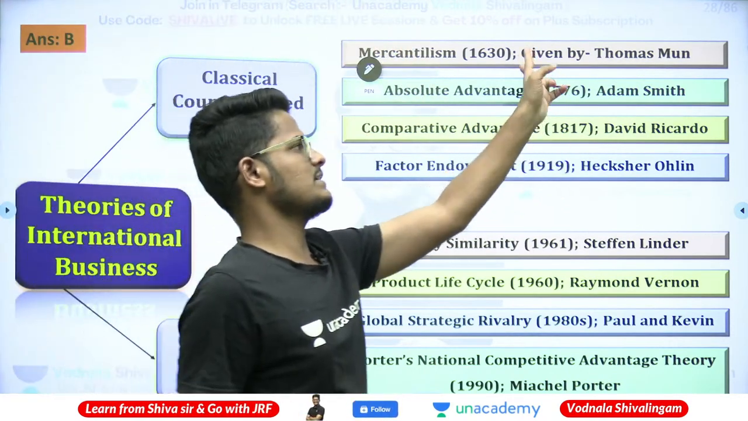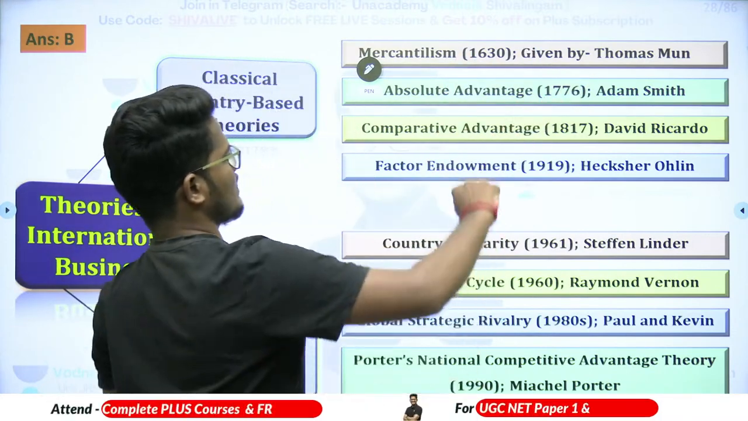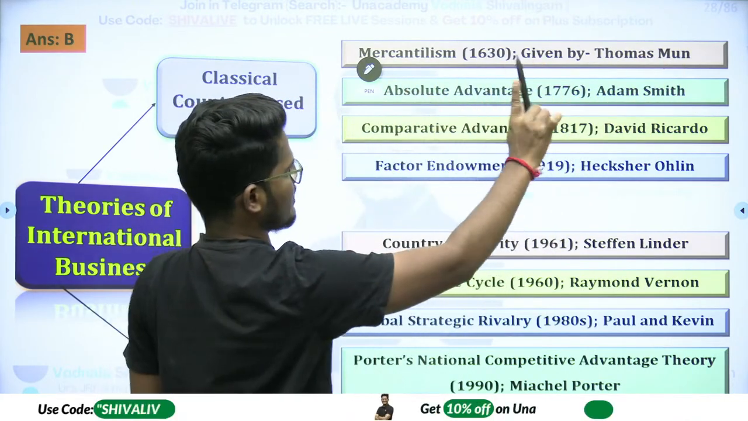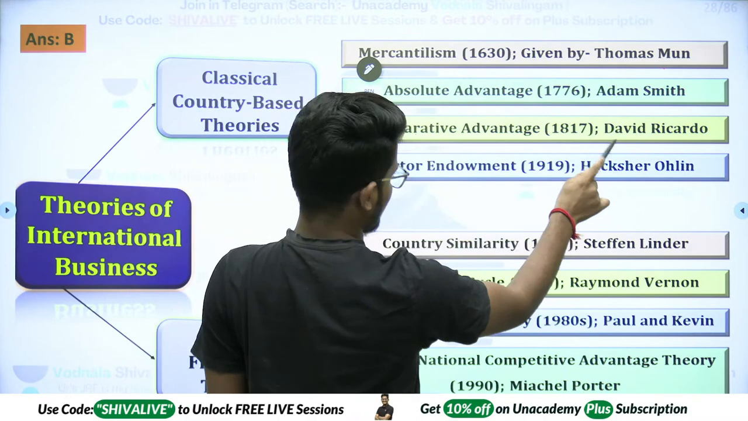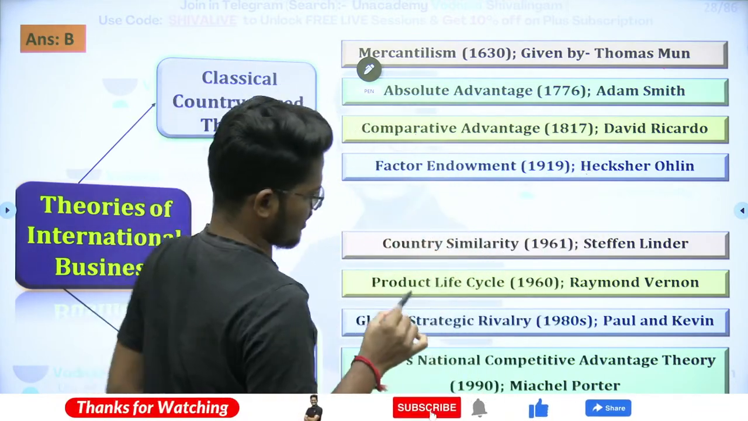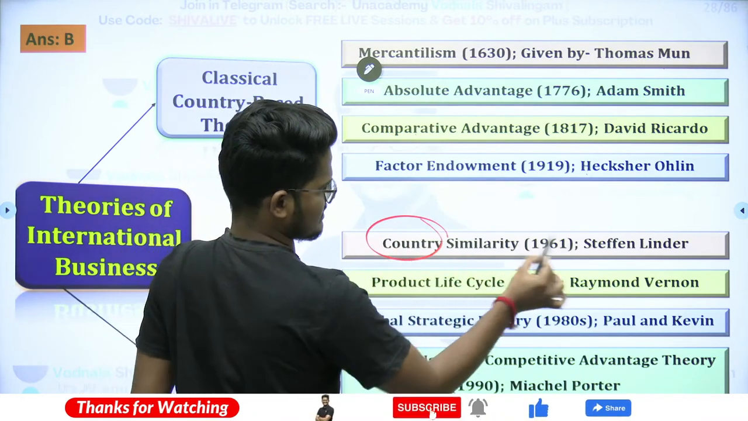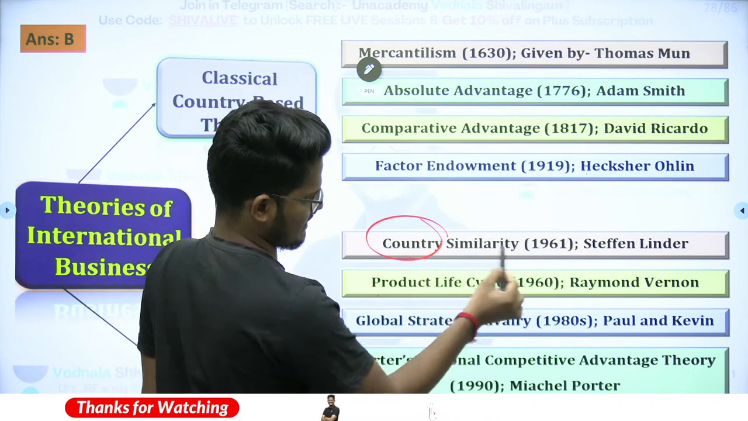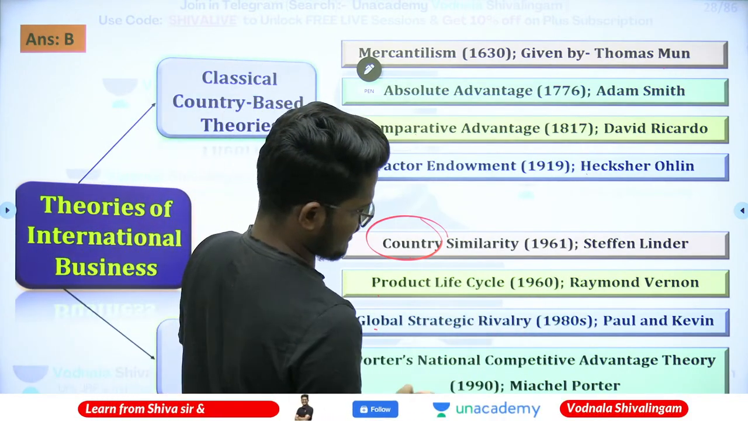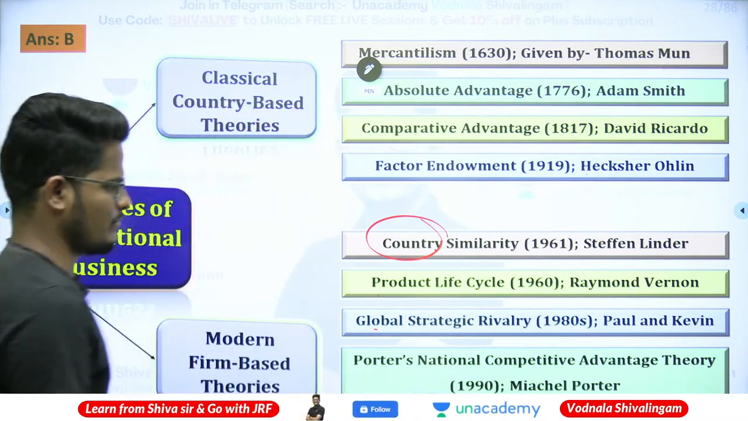Mercantilism theory, this is actually a confusing author. Some books are written as Adam Smith, some books are written as Thomas Mun. And absolute advantage, Adam Smith. Comparative advantage, David Ricardo. Factor endowment theory, Heckscher and Ohlin. And modern international business theories are country similarity theory, Staffan Linder. Product life cycle is Raymond Vernon. Global strategic rivalry theory, Paul Krugman and Kevin. National Competitive Advantage Theory was given by Michael Porter.